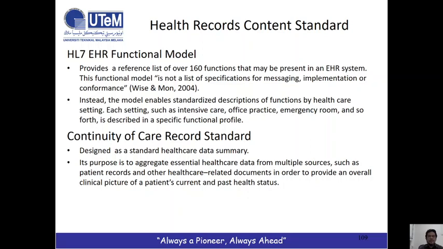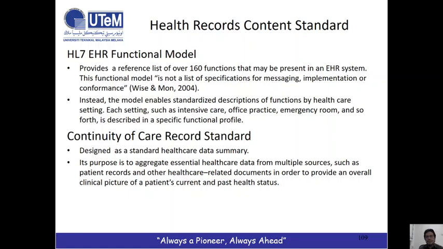Another health record content standard is the continuity of care record standard. It is designed as a standard healthcare data summary, and its purpose is to aggregate essential healthcare data from multiple sources such as patient records and other healthcare related documents in order to provide an overall clinical picture of a patient's current and past health status. So the CCR, continuity of care record, has the same purpose as the HL7 EHR functional model.